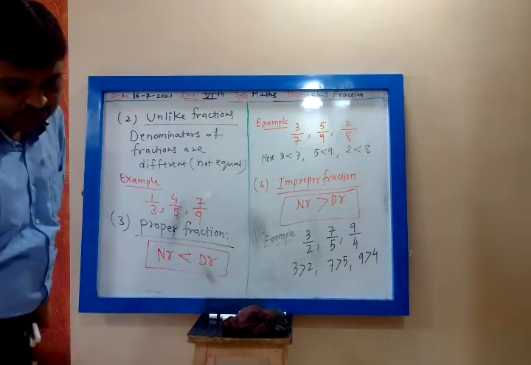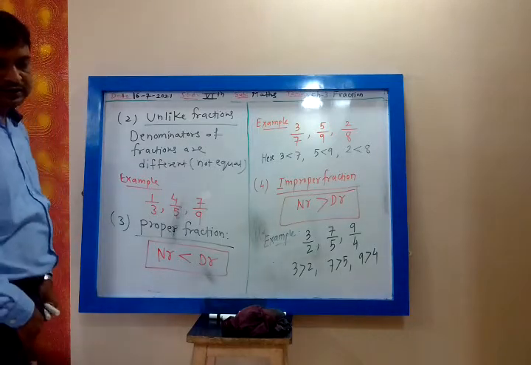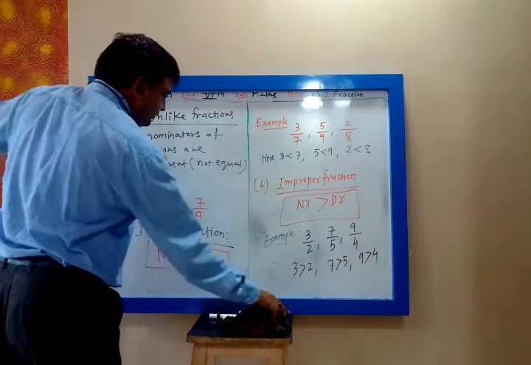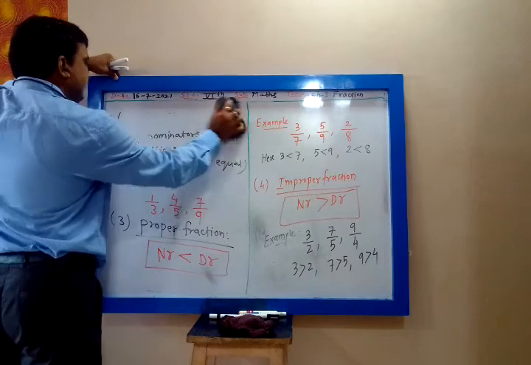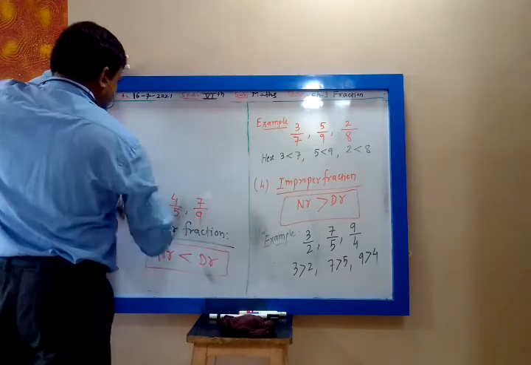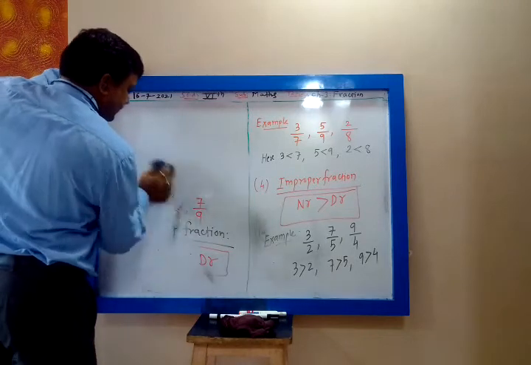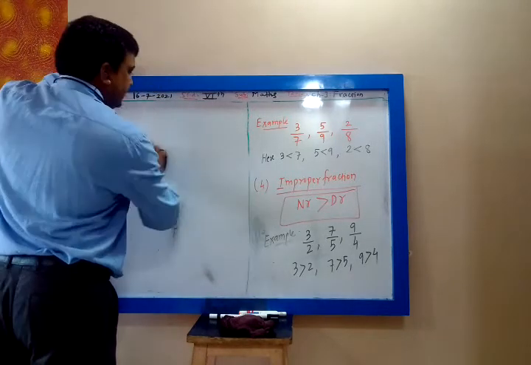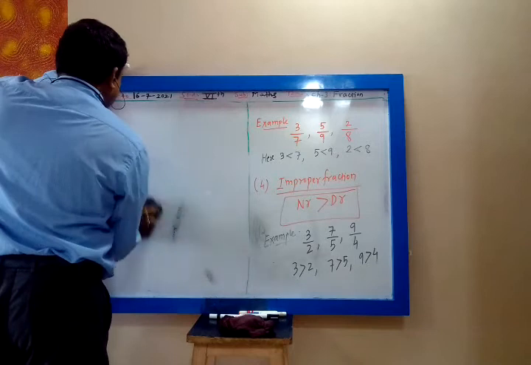Okay. Now we'll see unit fraction. Now fifth type is unit fraction.